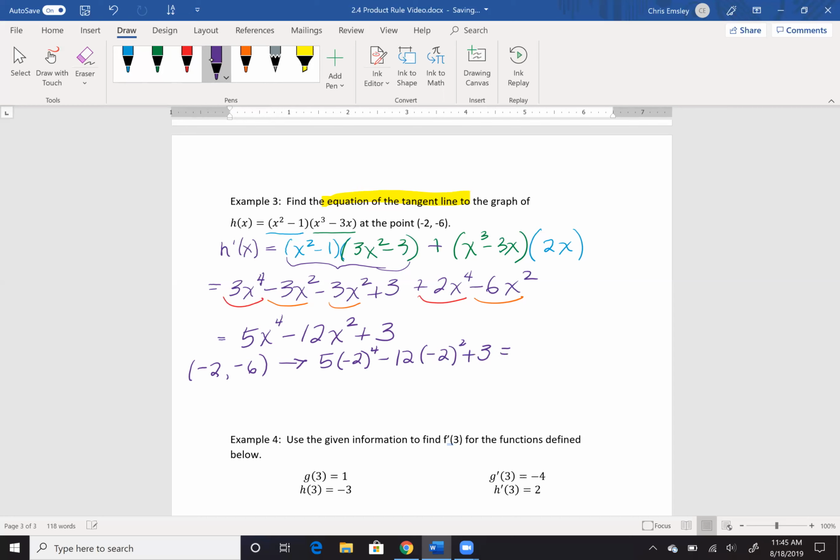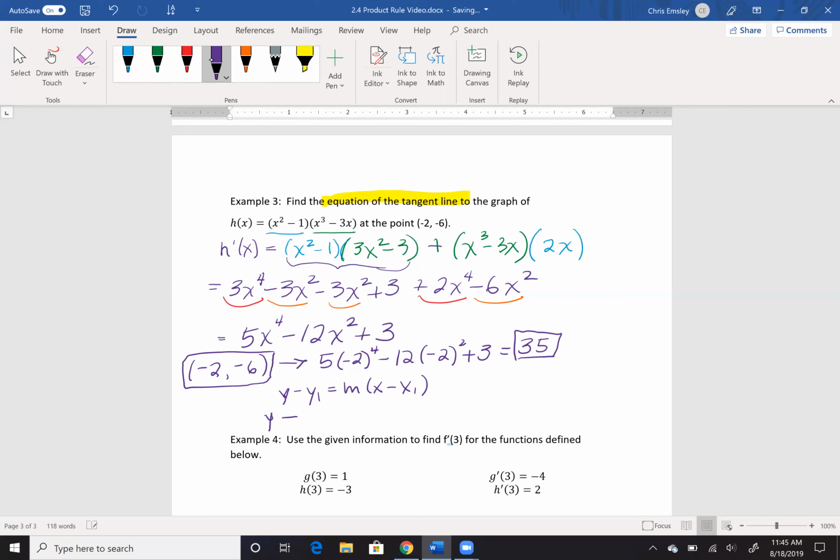Okay, you can do that in your head, or you can grab your calculator. But either way, it should come out to be 35 for your slope. So here's our slope, and here's our point. Remember, you can use point slope form or slope intercept form. I'm just going to do it one way this time, just with point slope, because I'm running out of room a little bit here.